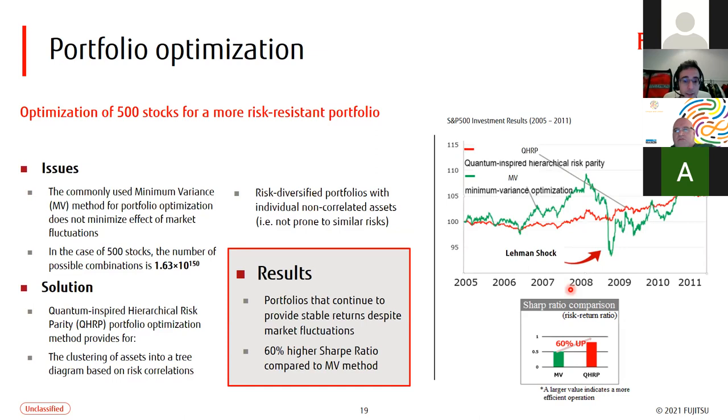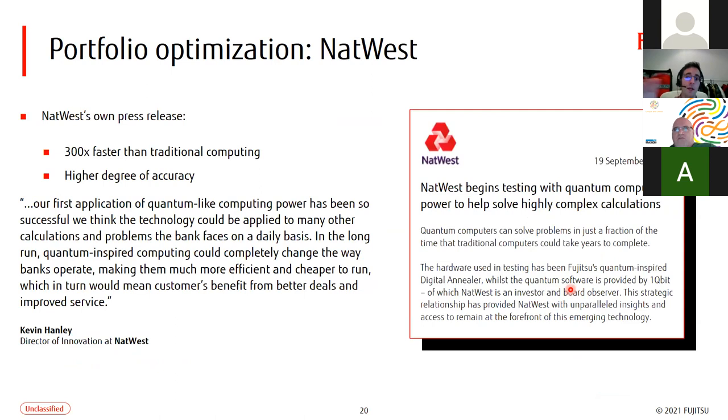So in this case, we have been working with NatWest, that is a Scotland-based bank. And we could see that following this approach, we could run this algorithm 300 times faster than traditional computing with a higher degree of accuracy. NatWest is of course very happy with this solution and is trying to put this into production.